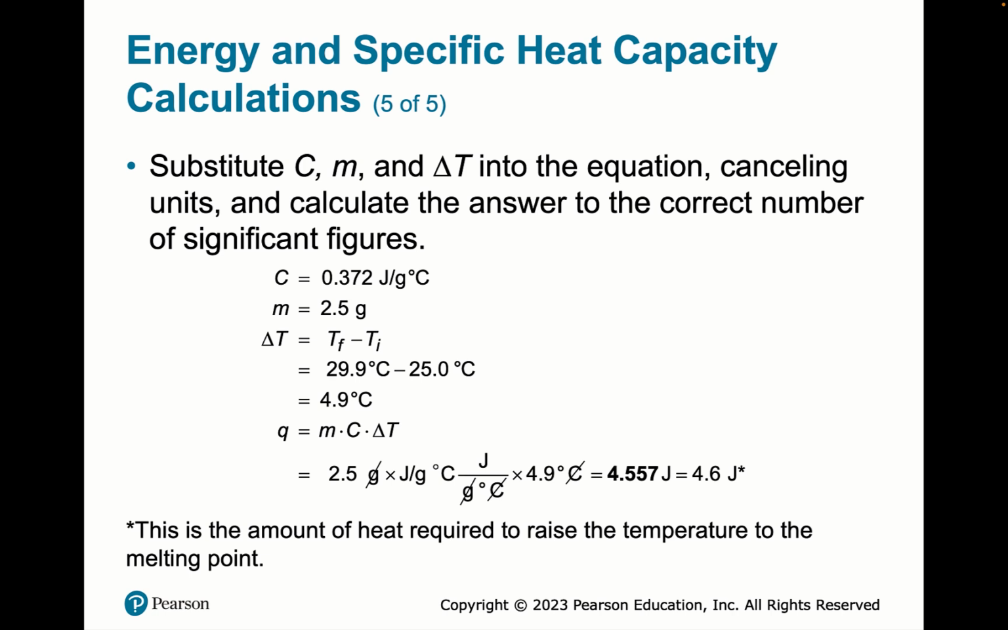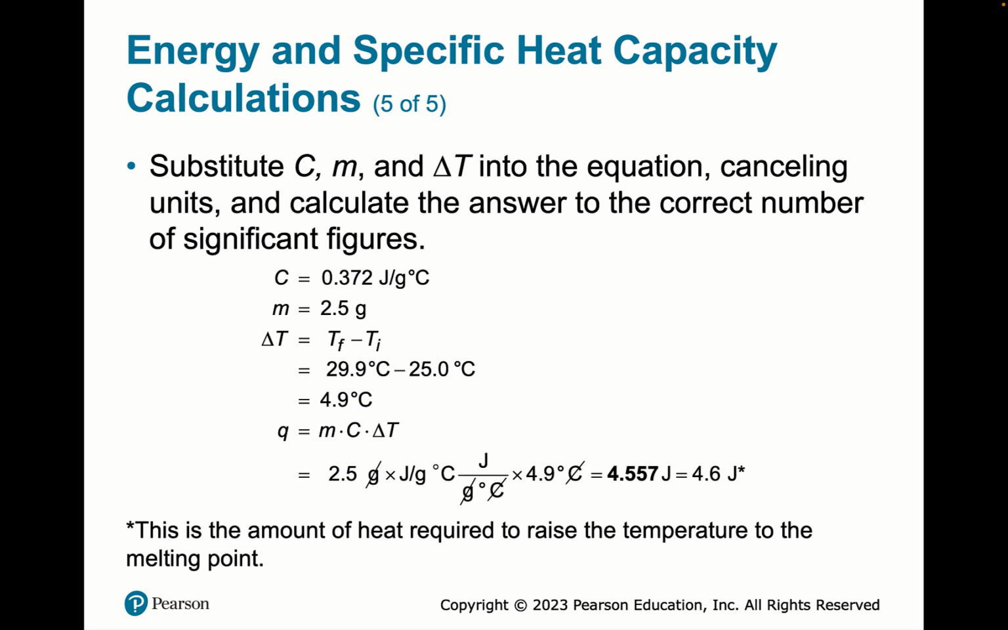So think of money. If I start out the day with $100 and I end the day with $50, what is my change in money? It's the final minus initial. It's 50 minus 100, that's negative 50. My delta of dollars is negative 50, right? Same thing with temperature, final minus the initial, and in this case the heat flow is positive. So you have a delta T of 4.9 degrees Celsius, and Q equals mass times specific heat capacity times change in temperature, and we get 4.6 joules.